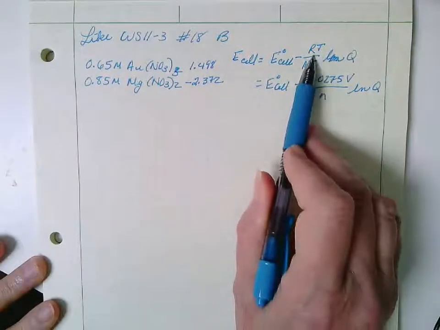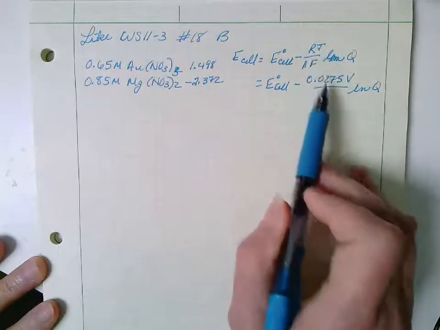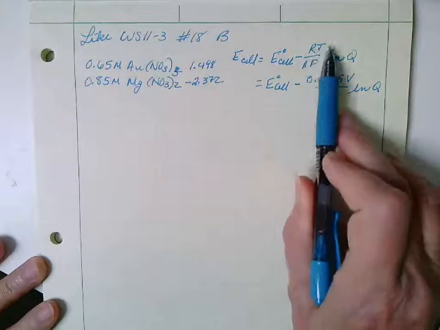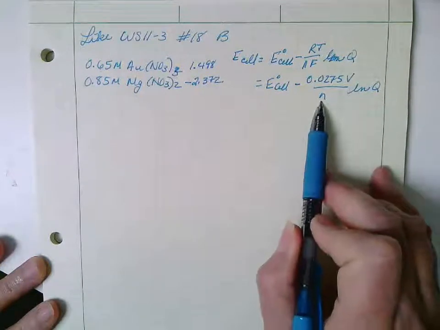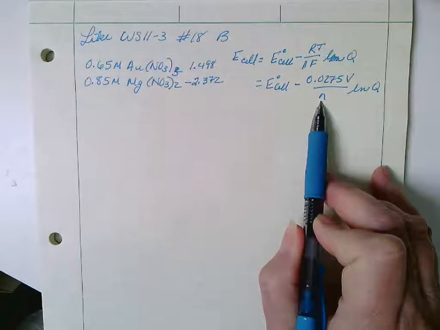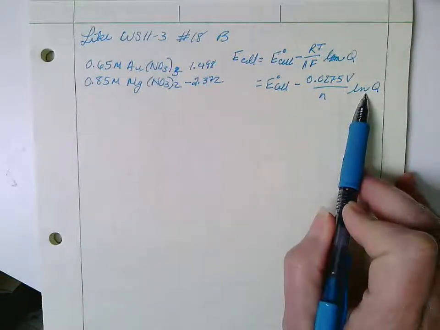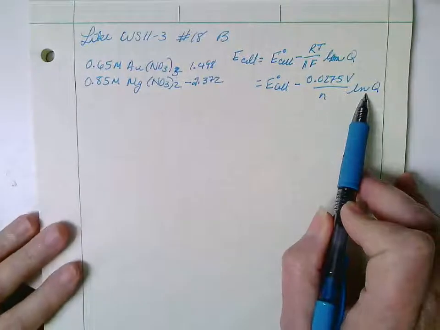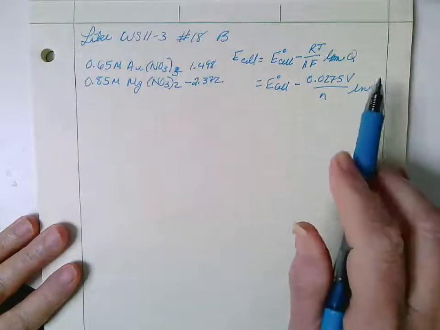And the temperature is the same, R is a constant, Faraday's a constant, so I'm going to use the equation that's taken those three numbers and condensed them all into this one. So now all I really need to know is the number of electrons being transferred and what ln of Q is. And so for both of those things, I need to have a balanced equation.